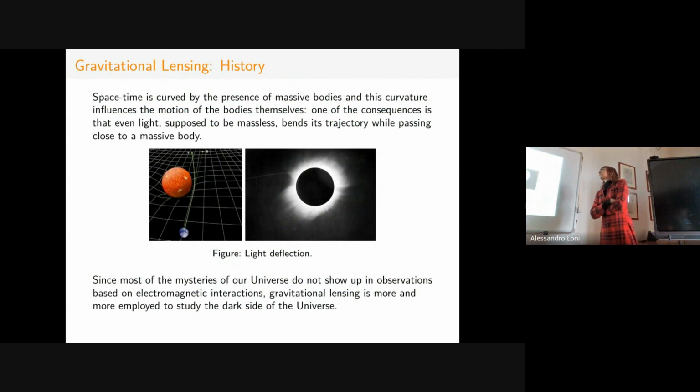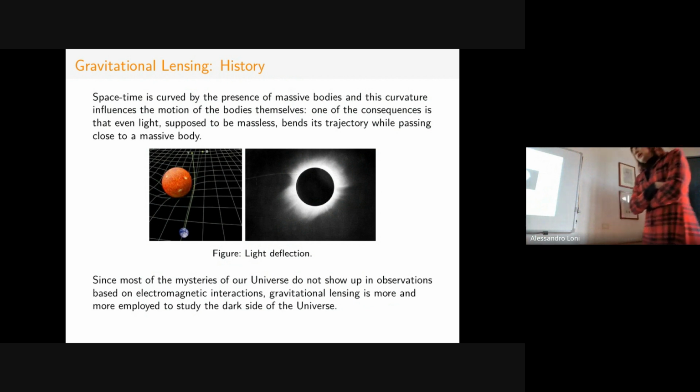Let's do a brief historical introduction. We know that space-time is curved by the presence of massive bodies, and this curvature influences the motion of the bodies.